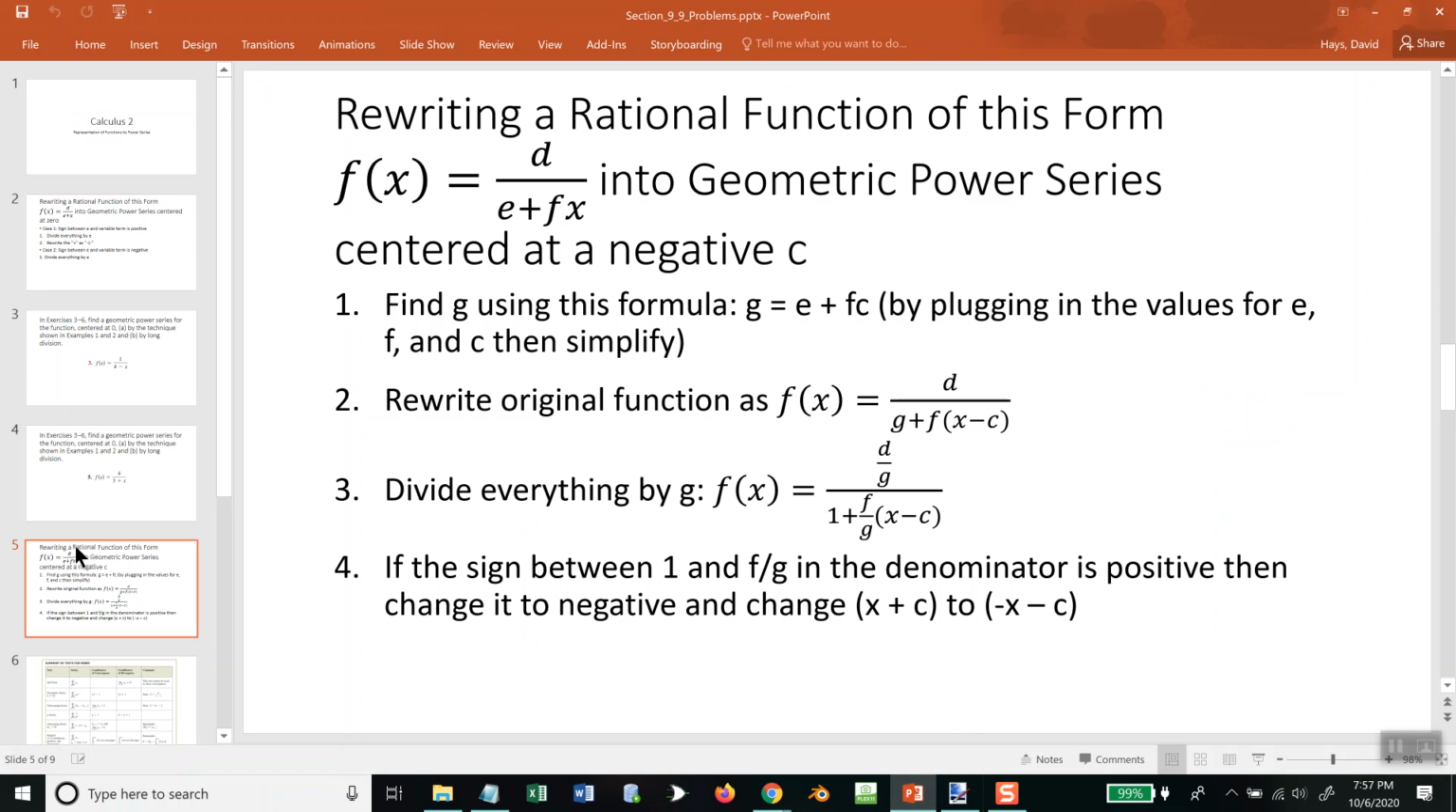Now this is the harder form, but still not too hard with the instructions I've come up with, I don't think. Rewriting a rational function of this form: f of x equals d over e plus fx. The key to this form is you got a number in front of your x. So that's what makes this difference. And it may not be centered at 0.